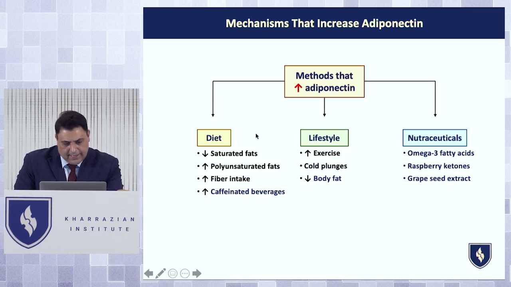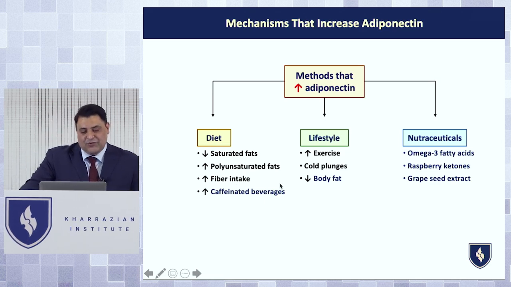So from diet, decreasing saturated fats reduces adiponectin levels. Increasing polyunsaturated fats, like olive oil, increases adiponectin levels. Increasing fiber intake increases adiponectin levels. And caffeinated beverages increase adiponectin levels.